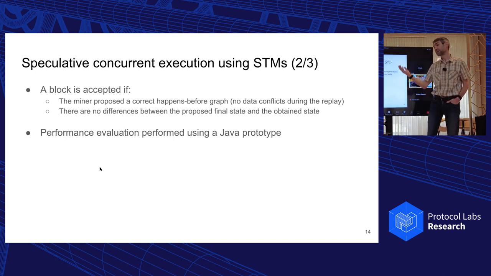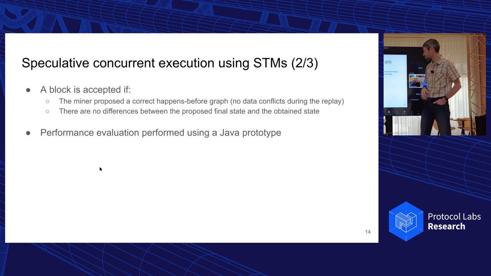Why? Because obviously you don't have an Ethereum virtual machine supporting an STM-like runtime and so on. So they basically emulate it to see the throughput gain they might observe.